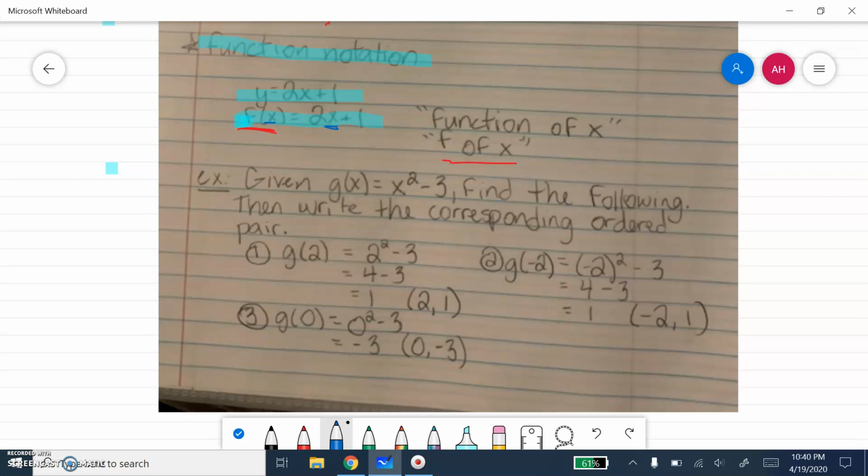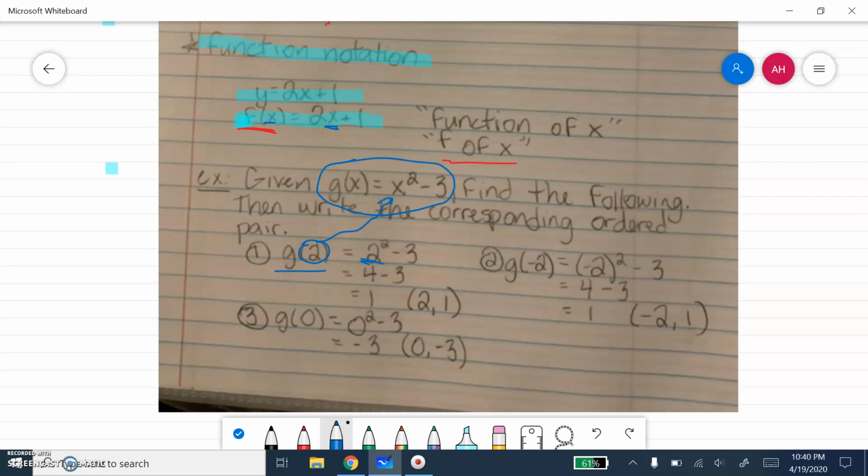And so these first examples give us this function g of x equals x squared minus 3, and then we're going to evaluate that. All that means is that if I have this g of 2 right here, I'm going to take the 2 and substitute it in for x. So you can see I've done that. I put it in here. So we had 2 squared minus 3, which is 4 minus 3, or 1.